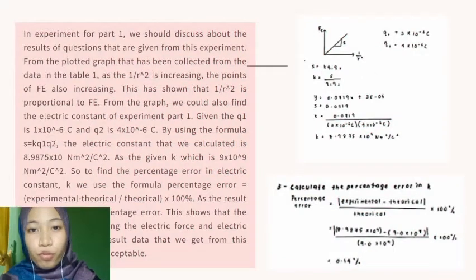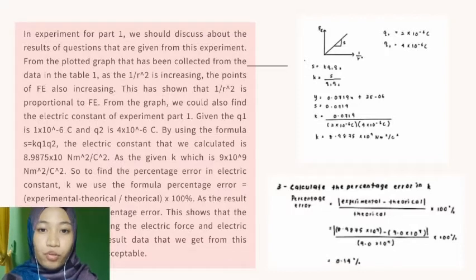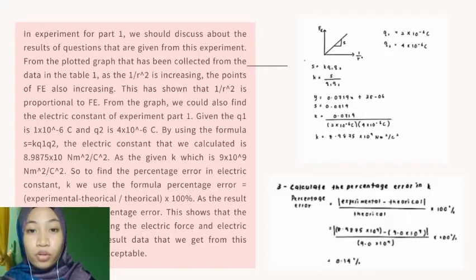In the experiment for Part 1, we should discuss the results of the questions given in this experiment. From the plotted graph of the data in Table 1, as 1 over R squared is increasing, the points of electric force are also increasing. This shows that 1 over R squared is proportional to electric force. From the graph, we could also find the electric constant of Experiment Part 1.